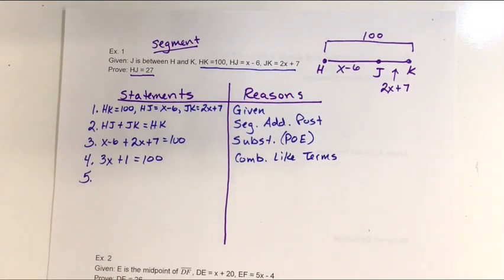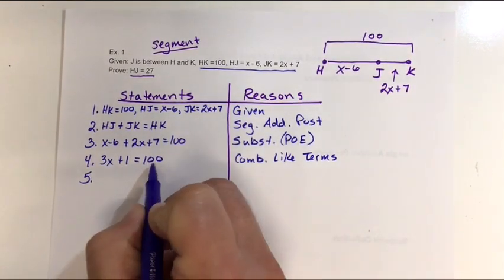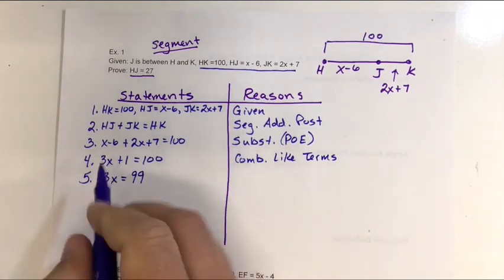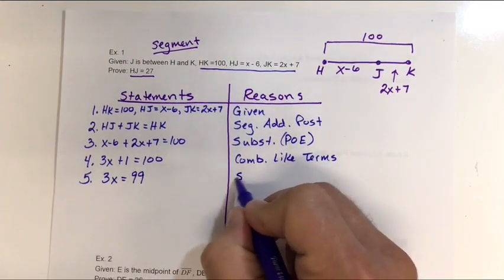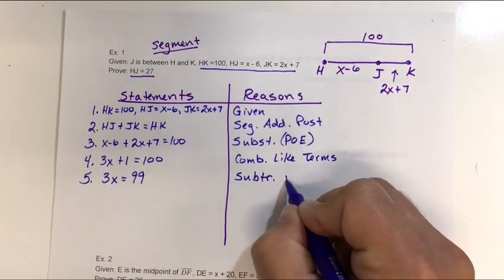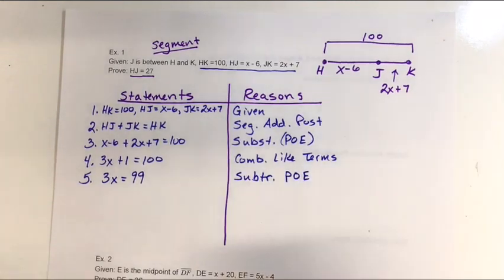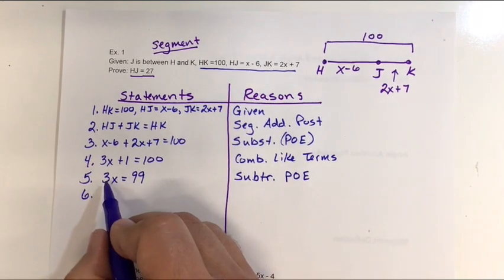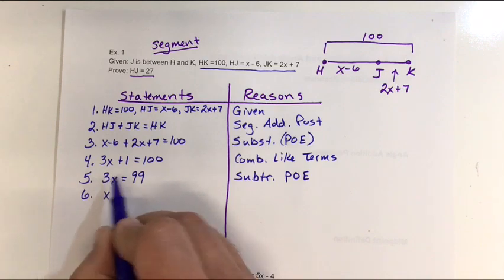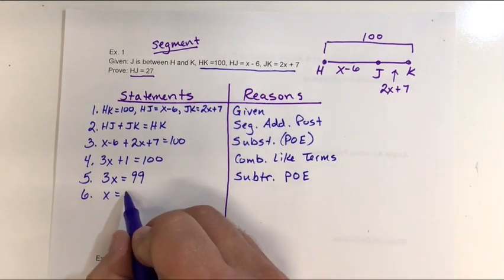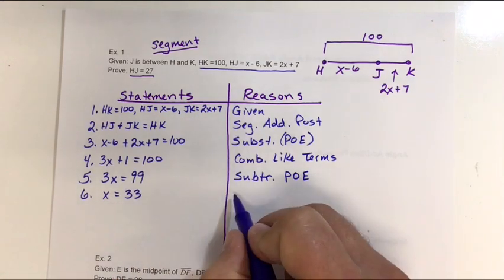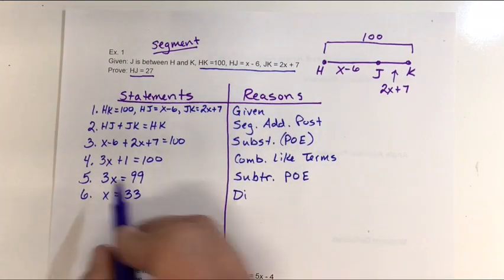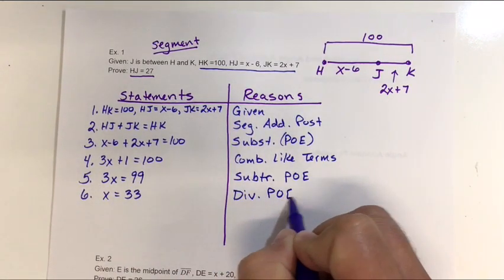And now we go through our process of solving the equation. Subtracting 1 from both sides turns the equation into 3x equals 99. And since we subtracted 1 from both sides, that's the subtraction property of equality. We do have to write POE there. And then, to get x by itself, we would divide both sides by 3. 99 divided by 3 is 33. And since I got this by dividing both sides by 3, it's the division property of equality.